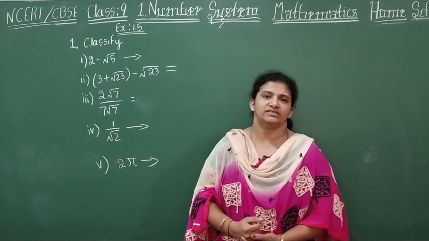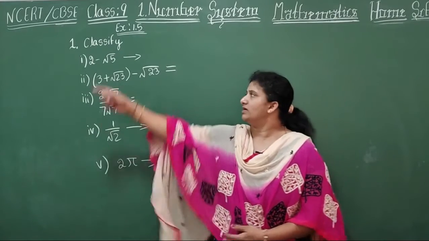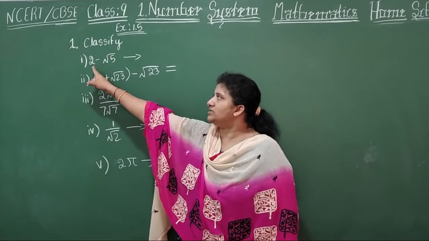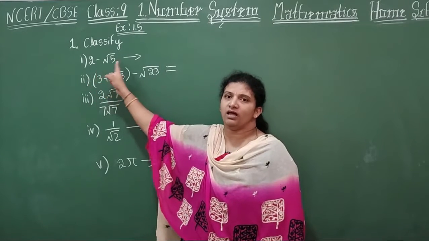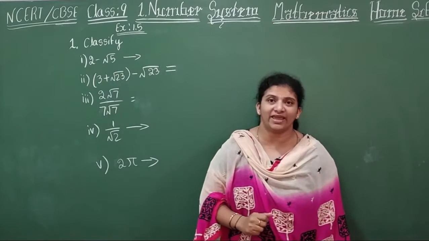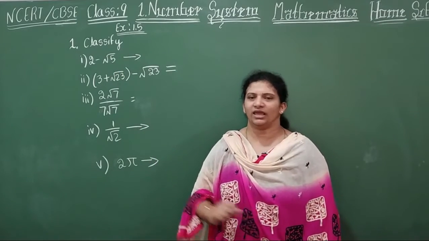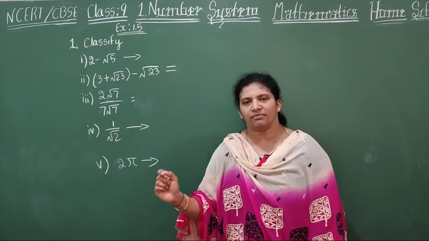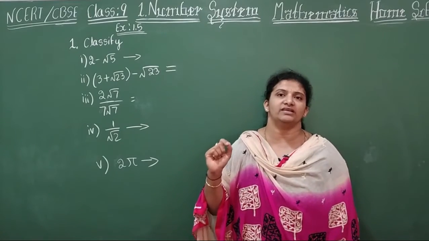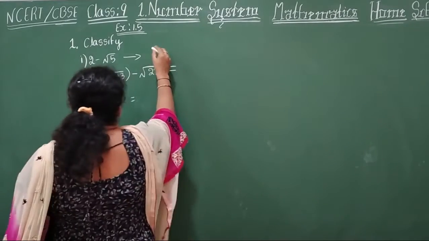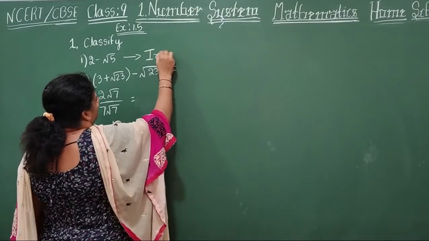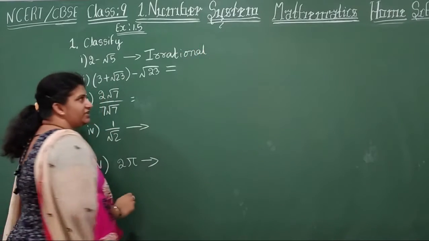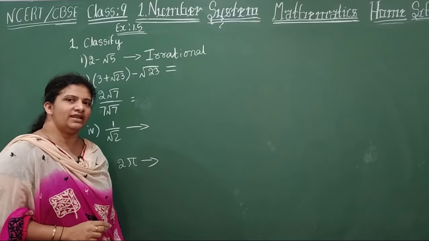Do you remember one statement I said in the previous session? The difference, minus means difference, no? Difference of a rational number and an irrational number is always irrational. Okay, so you cannot do anything further here. So what you need to write here? Either it is rational or irrational, you need to classify. Therefore it is an irrational.